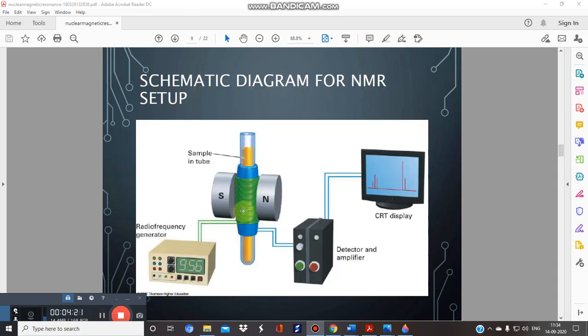This is a sample tube in which we have added our sample, which contains particular NMR active components, and we have applied an external magnetic field. So what happens? The sample that contains the particular atoms will orient themselves with this magnetic field when they receive the particular radio frequency.